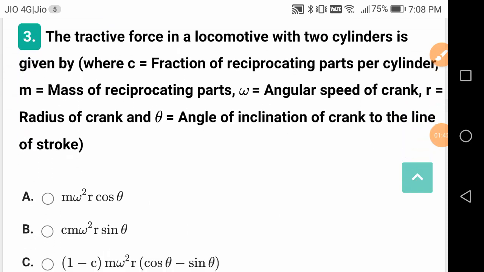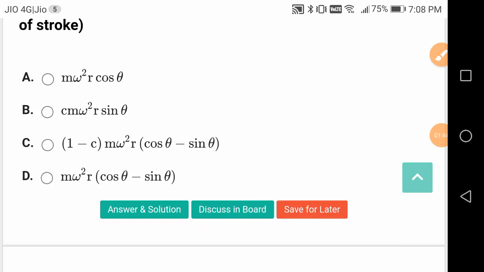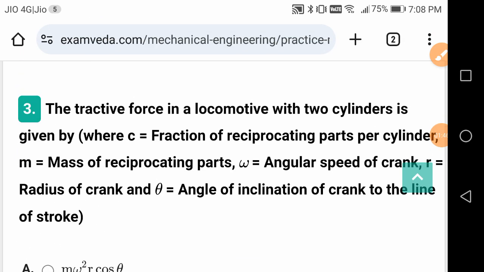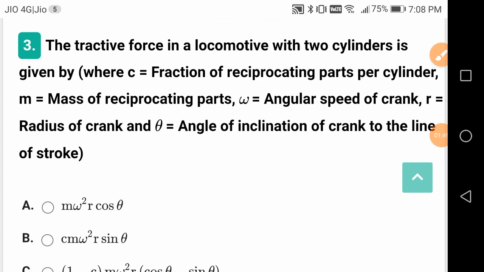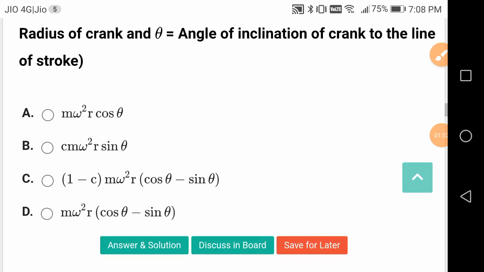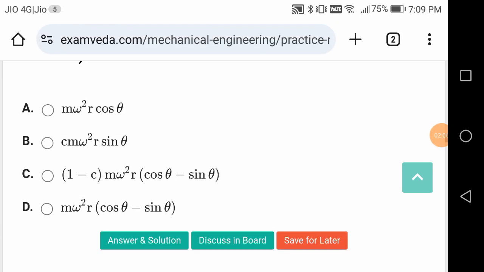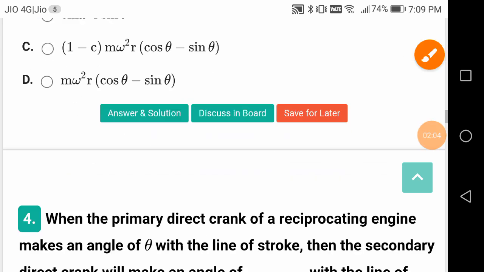Next, the tractive force is equal to (1 minus c) m r omega square into (cos theta minus sin theta), where c is the fraction of reciprocating parts per cylinder, m is the mass of reciprocating parts, omega is the angular speed of the crank, r is the radius of crank, and theta is the angle of inclination of the crank to the line of stroke.